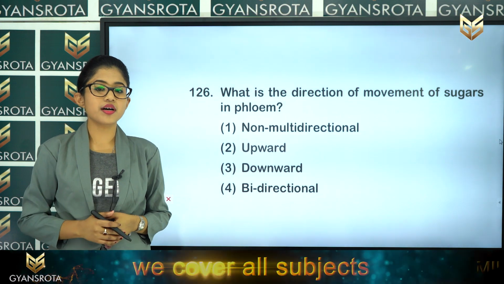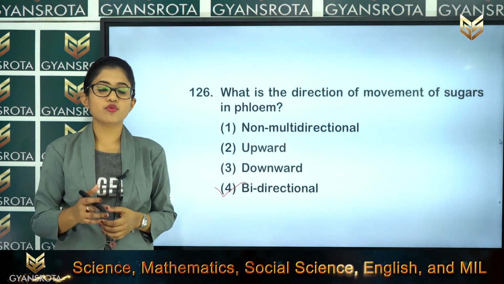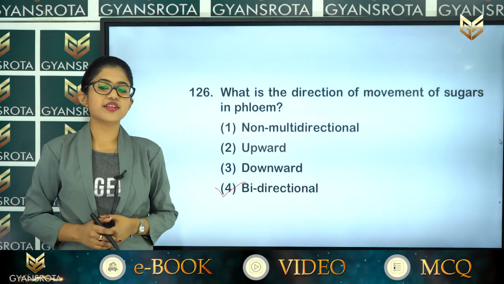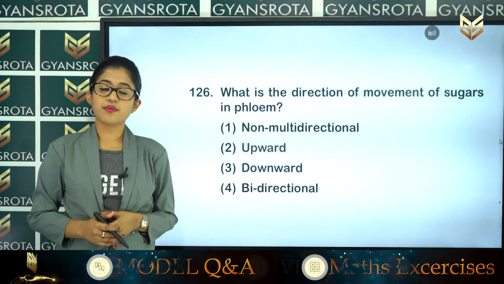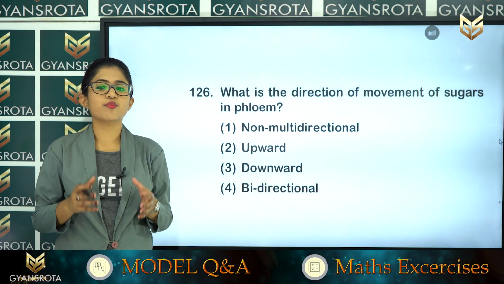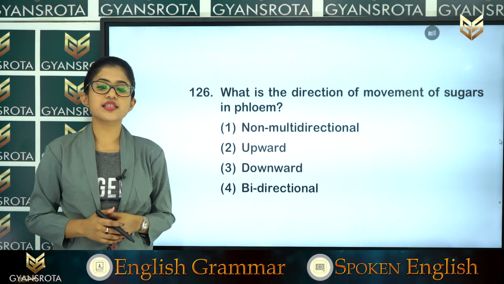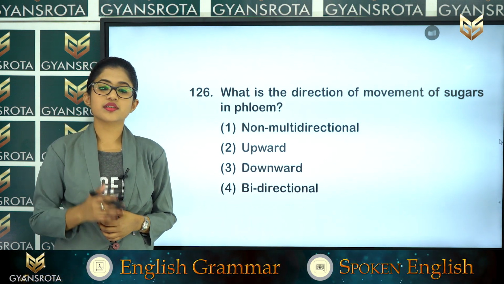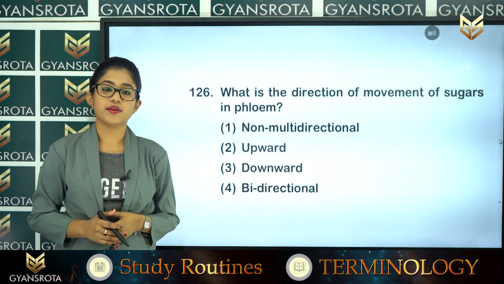So, option number 4, which says bidirectional movement takes place in the phloem tissue. I hope it is very clear with you. Now, let us see the next question. In question number 126, what is the direction of movement of sugars in phloem tissue? First option is non-multidirectional, second is upward, third is downward, and fourth is bidirectional.